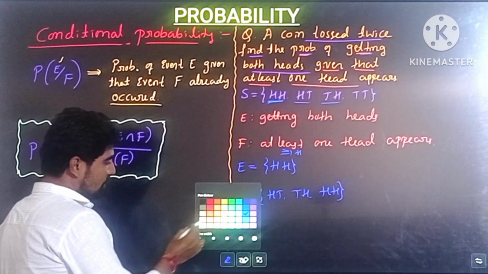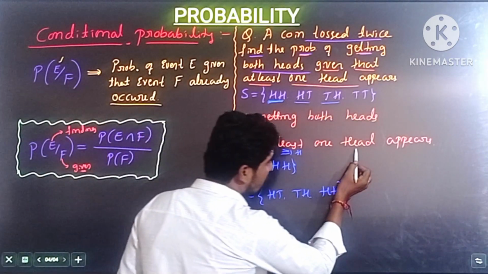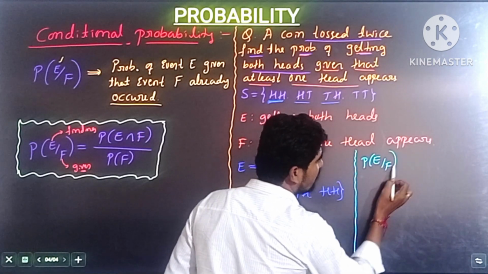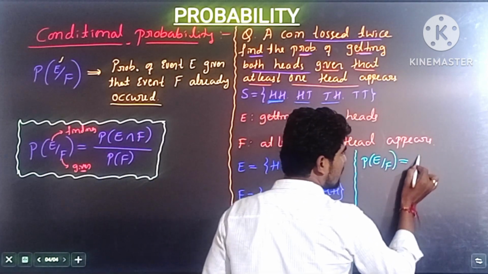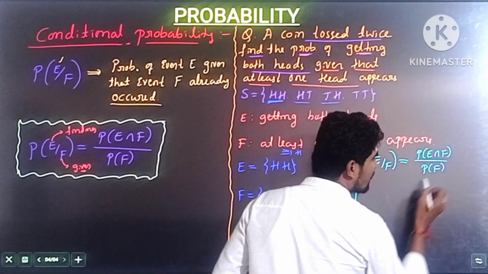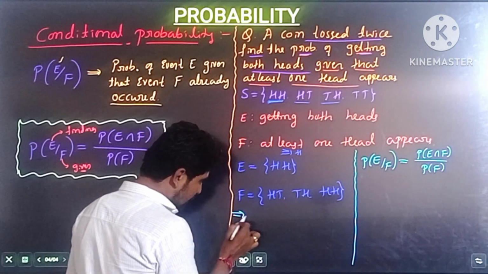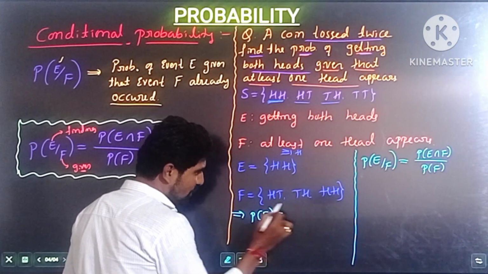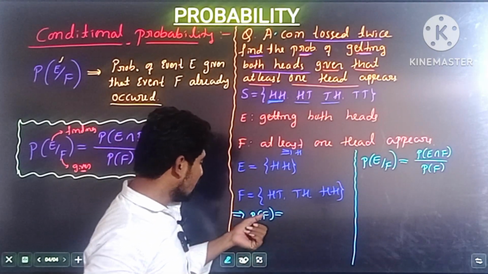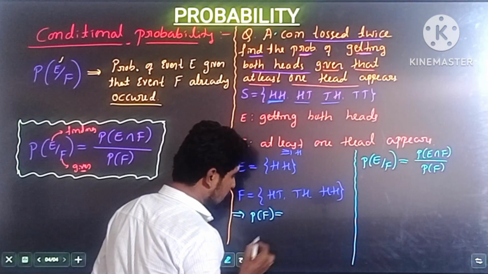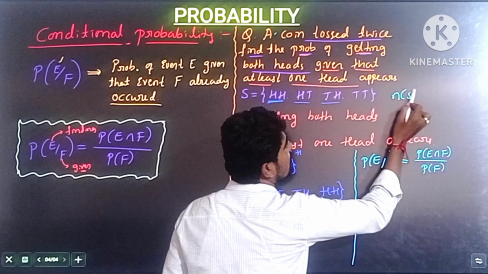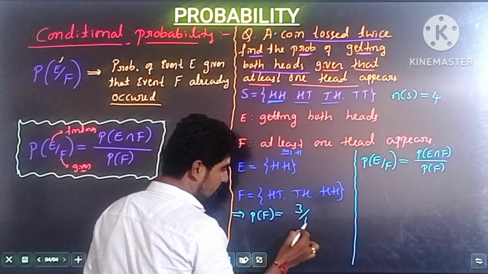But we need the probability of E by F, and we know the formula for it: the probability of E intersection F divided by the probability of F. From the second event F, we can directly get its probability. Since nothing is mentioned, it is a fair coin. The probability of the event F is the number of outcomes in the event F, which is 3, divided by the total number of outcomes in the sample space, which is 4. Therefore, the probability of the event F is 3 by 4.